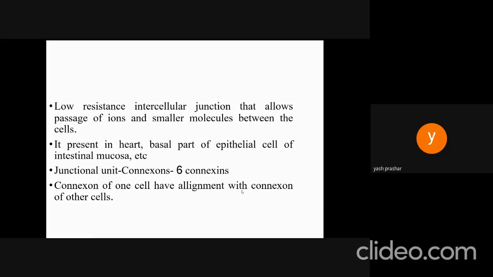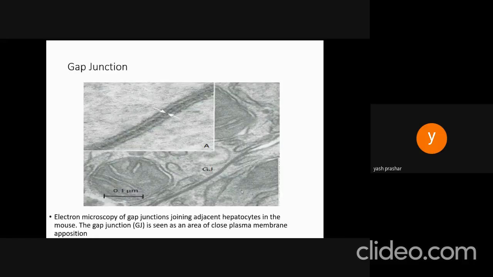In vertebrates, each connexon is a circular assembly of 6 subunits of the protein connexin. There are more than a dozen connexins found in different tissues. This is an electron microscopy image of a gap junction adjoining adjacent hepatocytes in the mouse.